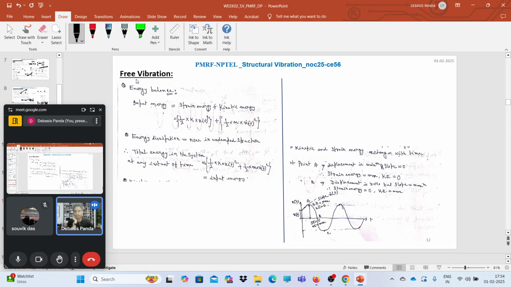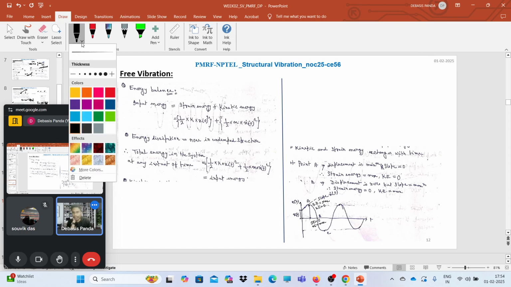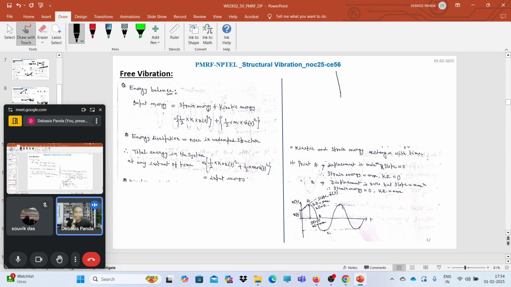So, what I said, in a free vibration, if damping is not present, that means the amplitude of the vibration will not diminish over time. So how, in a free vibration case, is the energy actually balanced? We will talk about it, then we will move to our next session.